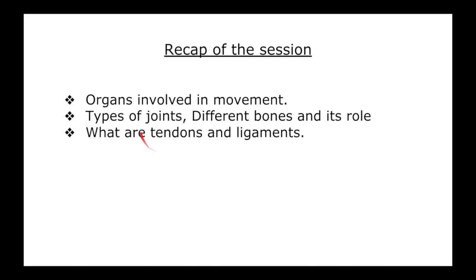Now, what are tendons and what are ligaments? Tendons are the tough band of connective tissue that connects one bone with another bone. Ligaments are the tough band of elastic connective tissue that connects muscles with the bone. I think you have a clear idea on how movements happen in our human body.